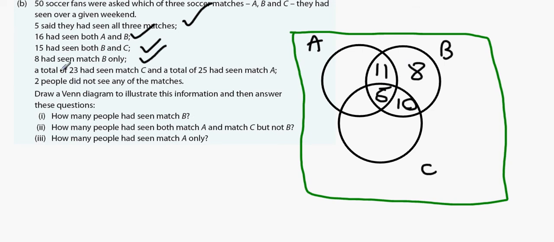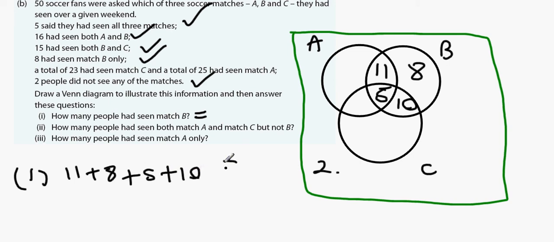A total of 23 had seen match C, and a total of 25 had seen match A. 2 people did not see any of the matches. So you have 2 people outside here. Draw a Venn diagram to illustrate this information. Then answer these questions. How many people had seen match B? So the amount of people that had seen match B would be 11 plus 8 plus 5 plus 10. 19 plus 15. And that gets us 34.